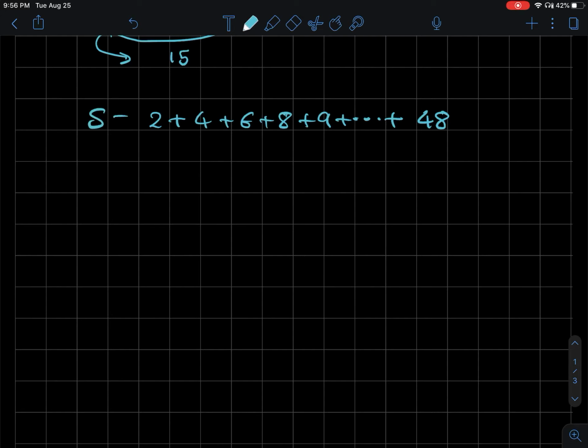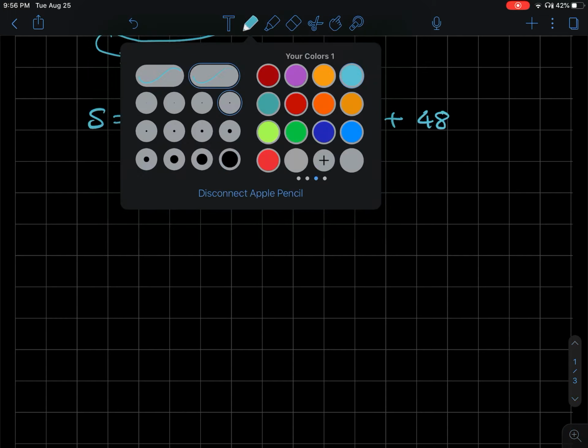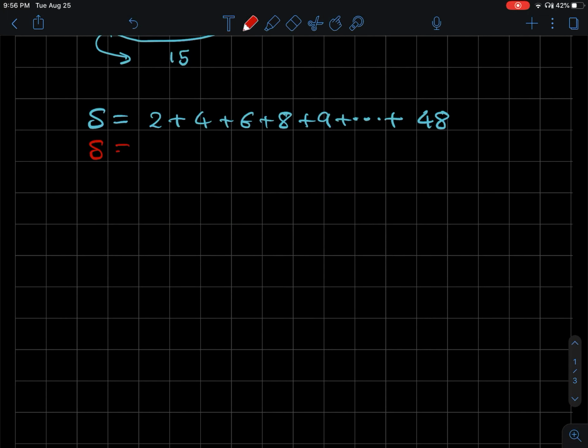Now, to start off, let's let this equal S. Then I'm going to rewrite S again, but this time, instead of starting from 2 and going to 48, I'm going to start from 48 and go to 2. So it's the reverse. 46, 44, 42. Oops, I made a mistake here. That was not 9, it's supposed to be 10. 9 is not an even number. Okay, so 40, and this will go to 2.